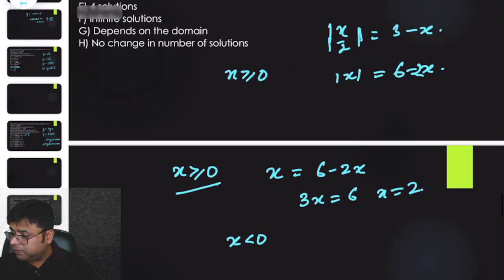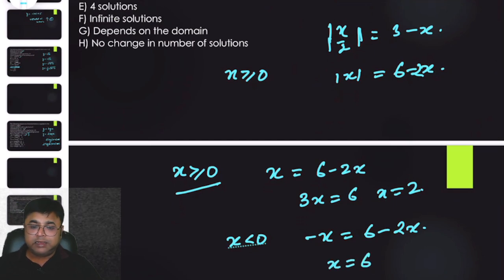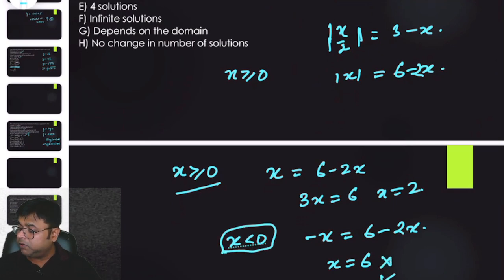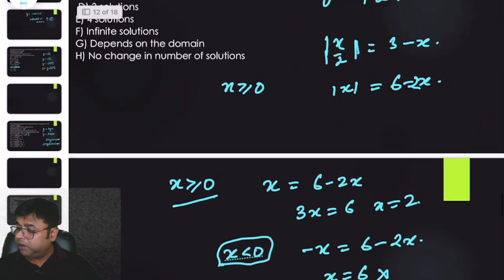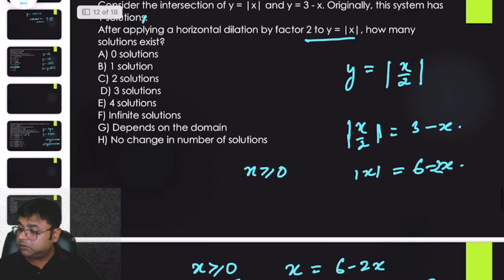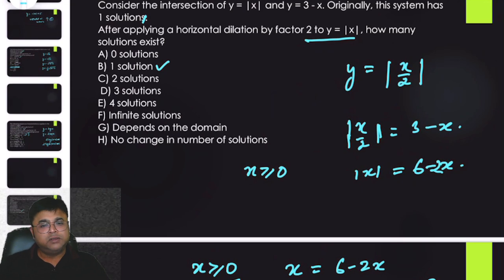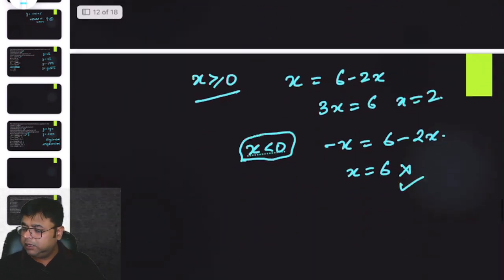For x less than 0, mod of x becomes minus x is equal to 6 minus 2x. So you will get x equal to 6 again, which is not a valid solution. Reason? Because the condition is x should be negative and it is coming out as positive. So again, it will have only one solution. So it still will have one solution. Right? So these are the type of questions that come in translations. Dilations are very rare, but a question can come on that also, but mostly on translation. Right? Take care.